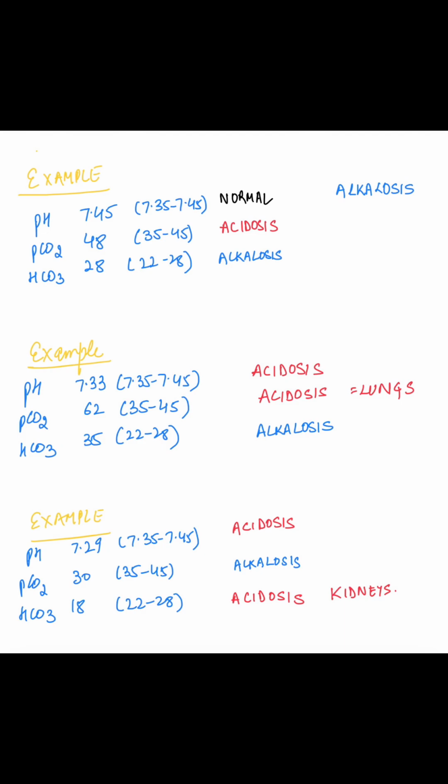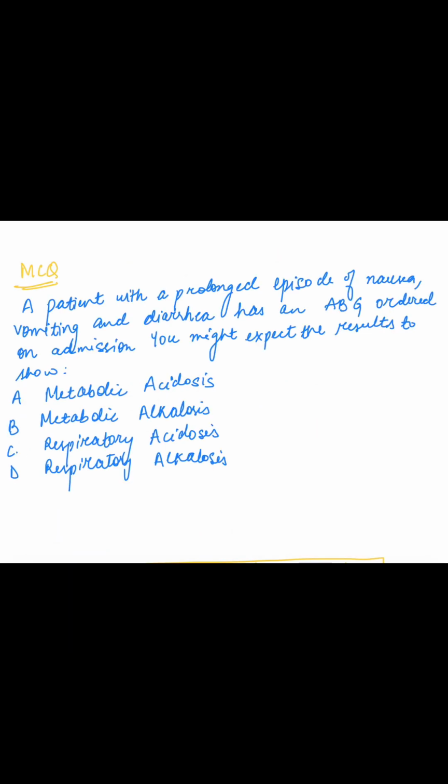I hope you understood the various metabolic acidosis, metabolic alkalosis, respiratory acidosis, and respiratory alkalosis. You also understood the compensation: partially compensated, uncompensated, compensated. So moving towards the MCQ part. The first MCQ: a patient with prolonged episodes of nausea, vomiting, and diarrhea has an ABG ordered on admission. You might expect the result to show... If nausea, vomiting, and diarrhea is the cause, the patient can have metabolic acidosis.